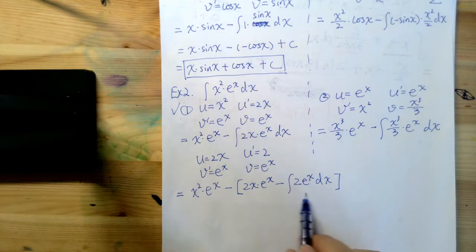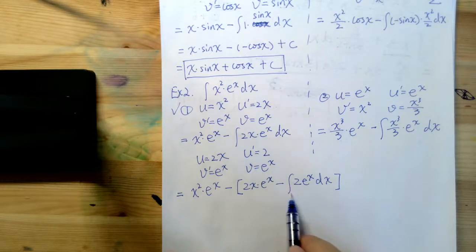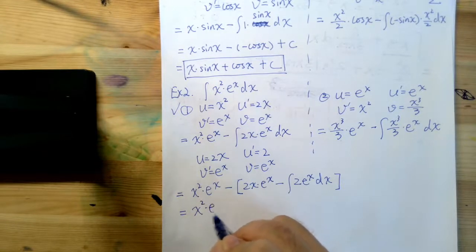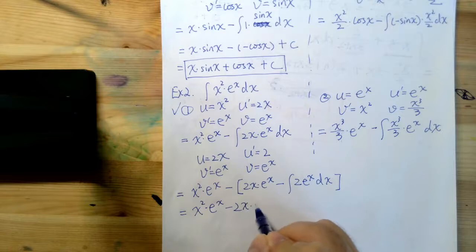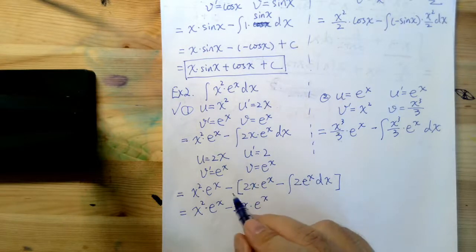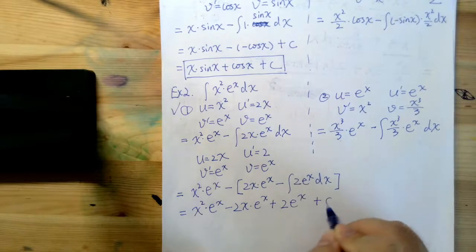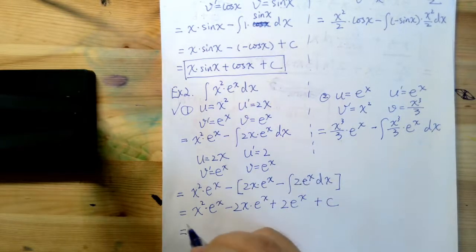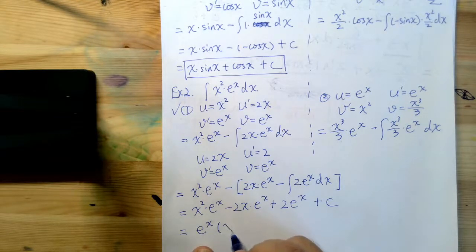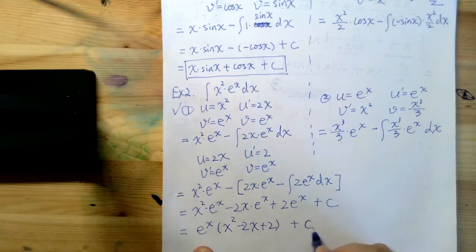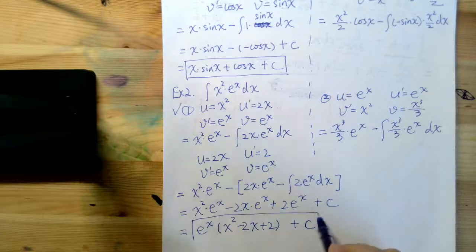So it turns out this integral is very easy to compute. This is just 2e to the power of x. Okay, so it turns out this is going to be x squared times e^x minus 2x e^x. Minus minus becomes plus, 2e^x, and then plus a constant c. And if you rewrite it nicely, factoring e to the power of x out, that is x squared minus 2x plus 2, and then plus constant c. That finishes the problem.